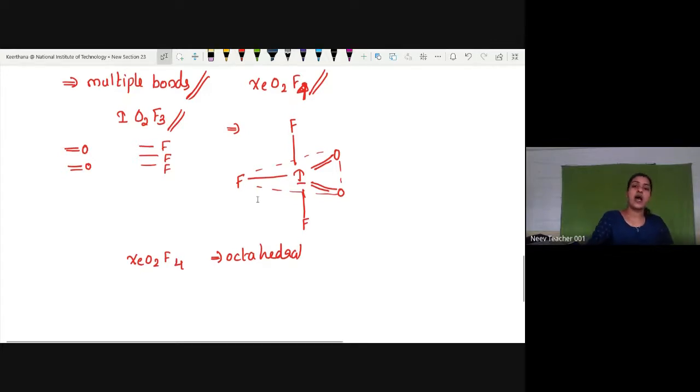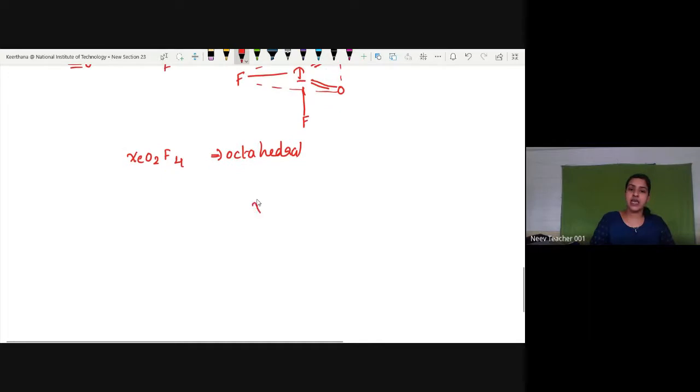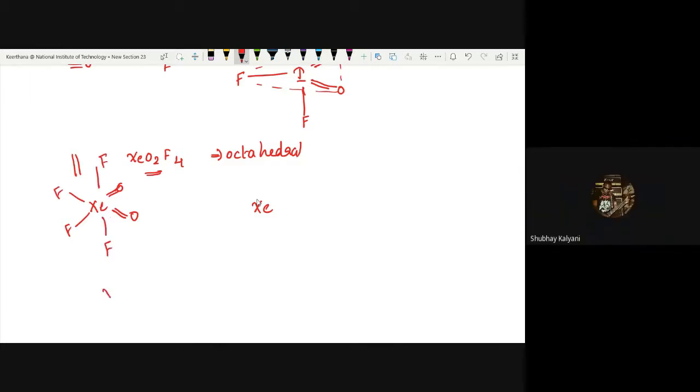So how will we arrange these two oxygens in XeO2F4, the octahedral geometry? Is it like XeOOF? No, ma'am. I think the oxygens will be in the axial bonds.